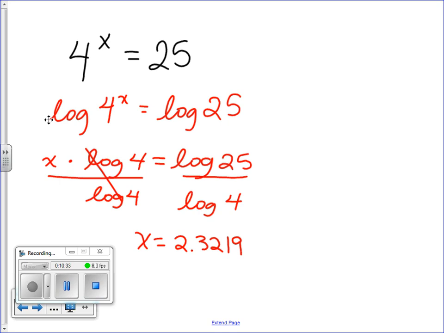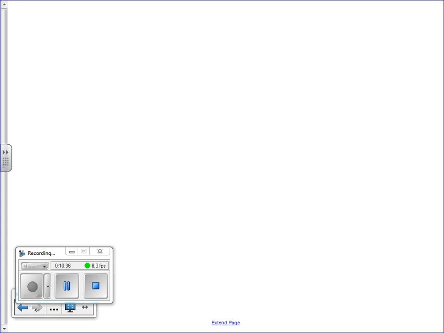Alright, so let's look at one that's a little bit more involved. Same kind of process, but a little bit more algebra in it. By the way, you don't have to use log, you can use natural log. Let's use natural log on this one just to show you. It's the exact same rules. You can use either one of them. It doesn't matter which one you use.